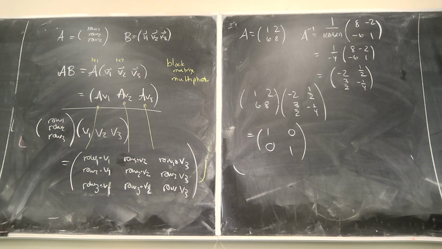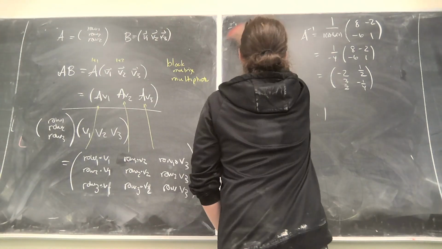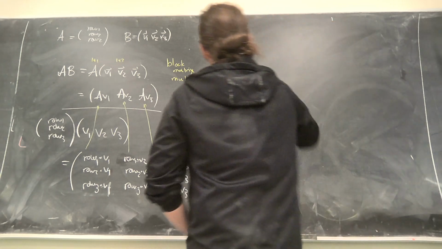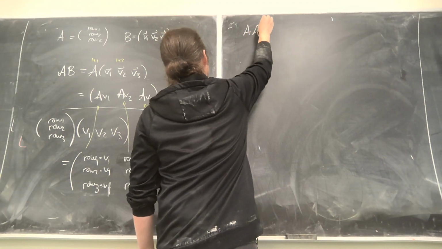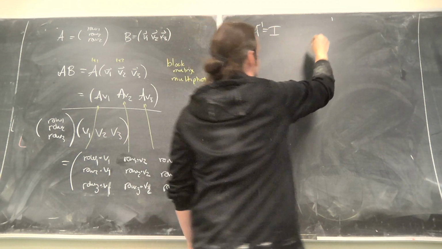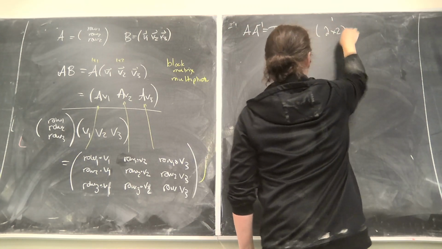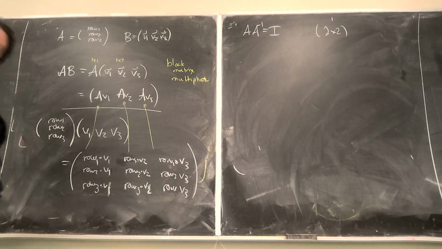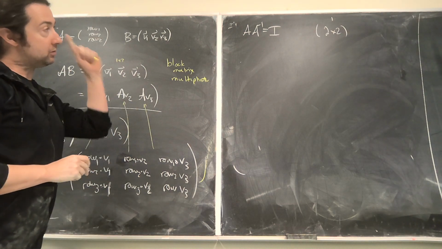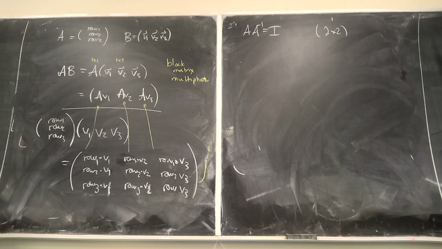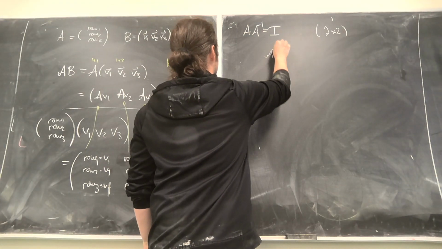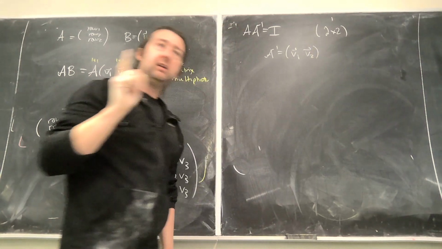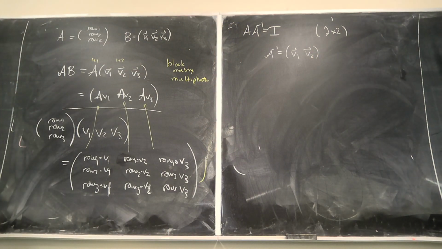Now, why would you care about that? This is going to be what leads us to our method for finding inverses. So suppose that I had A times A inverse equal to the identity matrix. And just for the sake of argument, let's call this 2 by 2 for right now, just to make it easy to see what's happening. So what I'm looking for is the matrix A inverse. Suppose I know A and I'm looking for A inverse. I'm going to write A inverse in column form as V1, V2. If I could find V1 and V2, I would know the columns of A inverse.